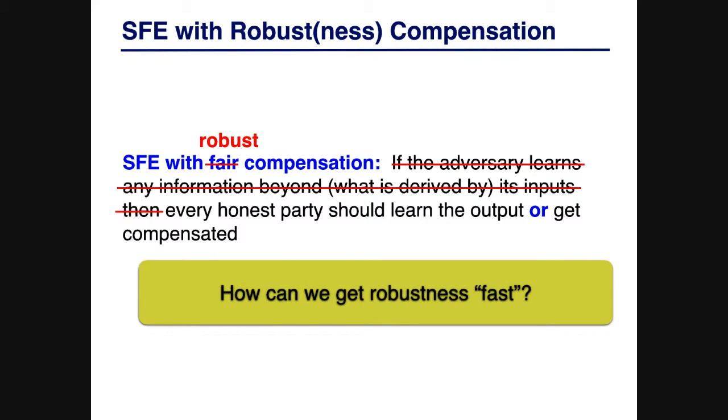And now the question is, can we get this robustness fast? I said just before that we can get it by rewinding, like in a linear number of hours. Can we get it in a constant number of hours, or just as fast as we would need to run any semi-honest protocol? The answer is yes, and I will demonstrate. So what we have is a compiler that takes any semi-honest protocol, Pi, and transforms it into a protocol with robust compensation, which satisfies the property I described before. Our compiler imitates the GMW compiler. If you don't know what the GMW compiler is, it doesn't matter. I will explain what the compiler does here.